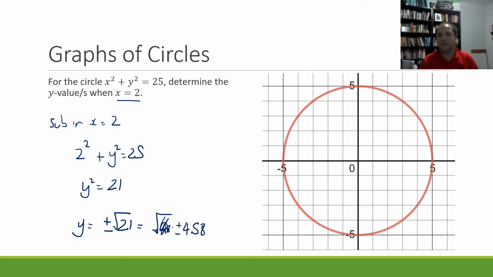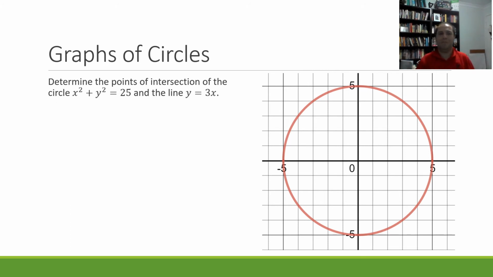Now, how we make sense of that with our diagram is we've got our value here of x equals 2. Up here is our value of positive 4.58, and then the negative value that we get is down at the bottom part of our circle here, and that's negative 4.58. That's why we've got these two values. We've got the y value above 2 and the y value below 2, the positive value and the negative value. So that's why we need the plus or minus out the front, and that's how we make sense of it.